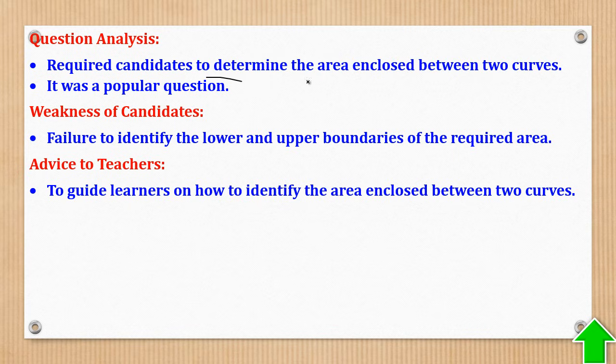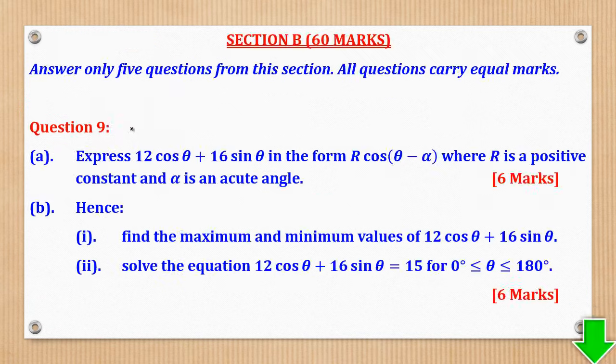So the question required candidates to determine the area enclosed between two curves. Actually, it should be one curve and a line. The weakness was failure to identify the lower and upper boundaries of the required area. So teachers should guide learners to identify the area enclosed between two curves or between a curve and a line. So that was section A. Now we shall go to section B.